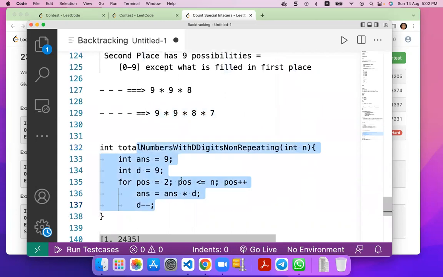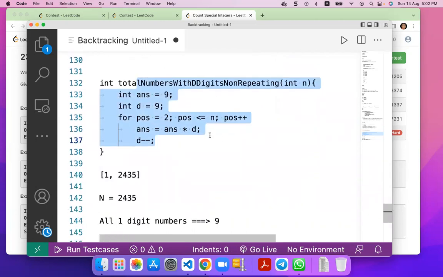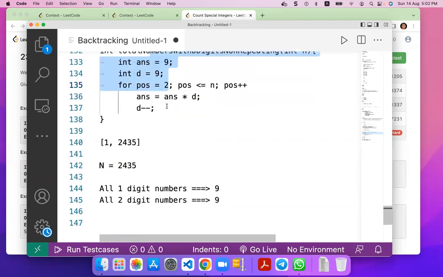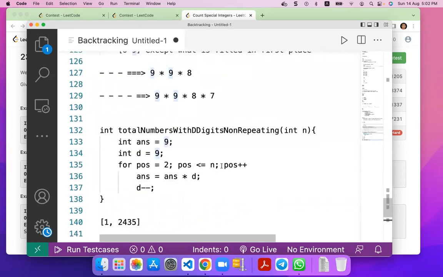This function can give us total numbers with n digits that are possible without repeating. So all 1-digit numbers are okay for this n. For this n, are all 2-digit numbers okay? If n is 2435, are all two-digit numbers okay? Yes. And that also this function can give us easily. Okay, that somehow comes to be 81.